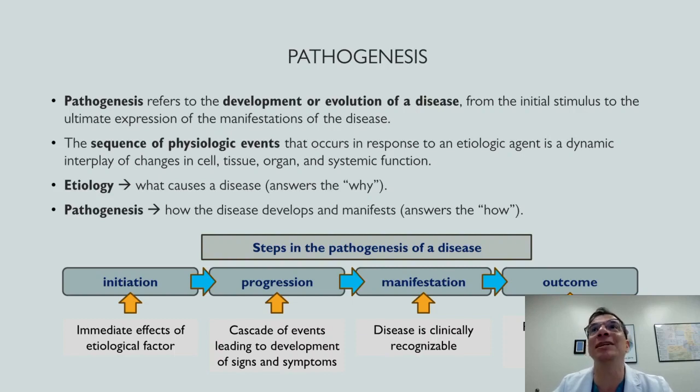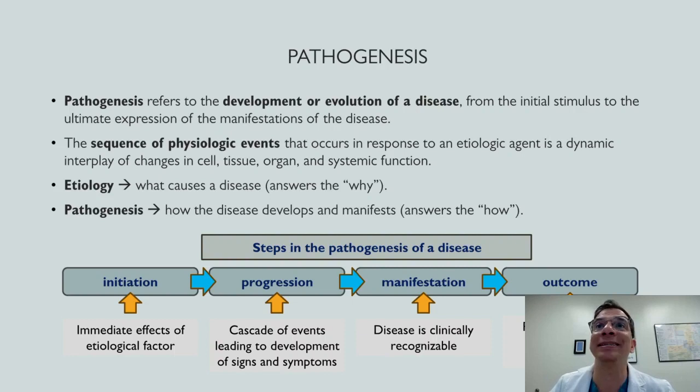Now, pathogenesis is a process. It's the study of the sequence of events that occur from the exposure, or even before the exposure, when the patient is simply susceptible or at risk, until they develop the disease and different complications, or simply recover. It is a sequence of physiological events in response to different causative agents. What causes a disease is the why about the disease. Etiology is the why, and pathogenesis is the how the disease develops and manifests.